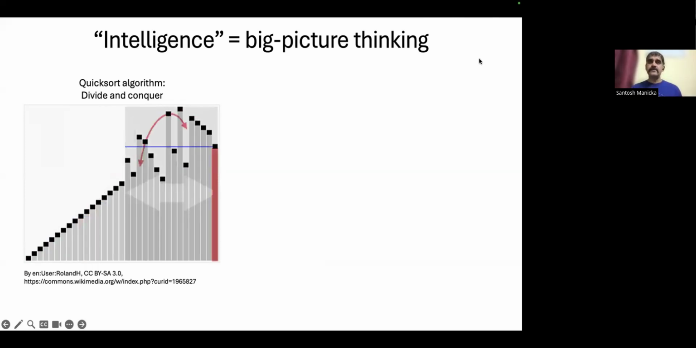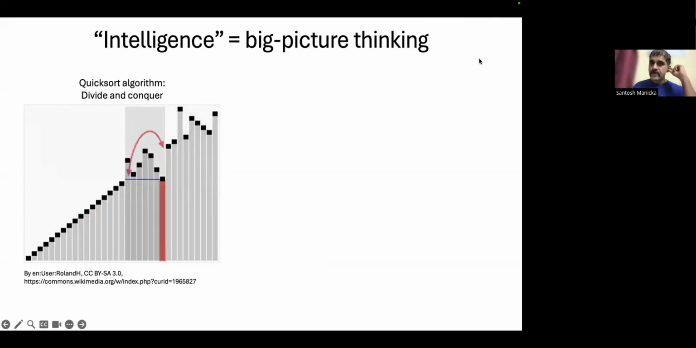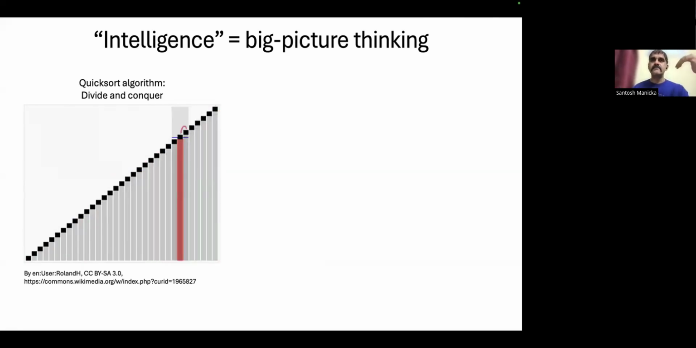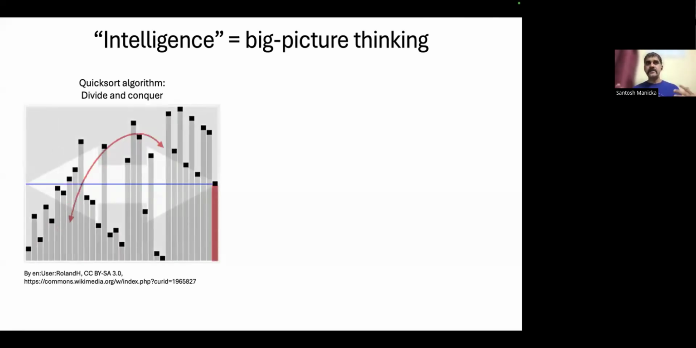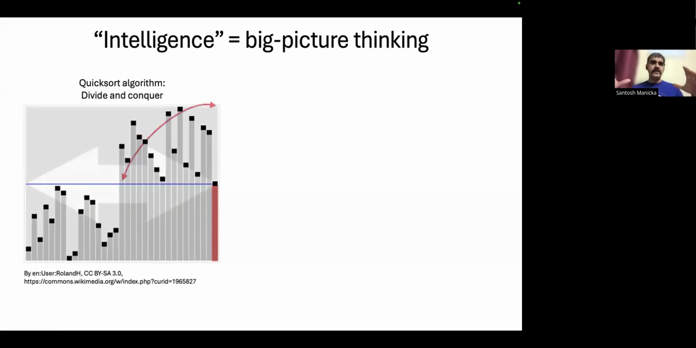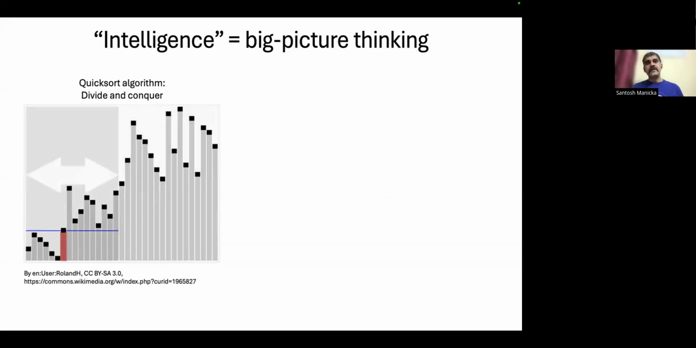But for the purpose of this talk today, I want to focus on this unique distinguishing character of intelligence, which is big picture thinking. Many scientists come up with original ideas with the help of some sort of intuition. Typically it takes the form of a big picture idea that then boils down into some details. One great example, of the many hundreds of examples, is the quicksort algorithm.